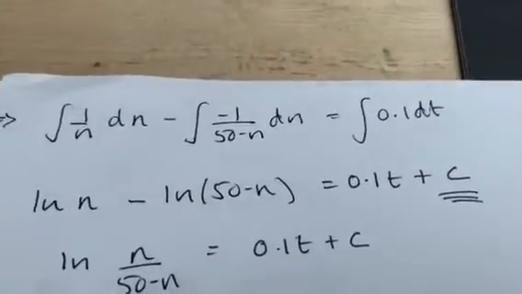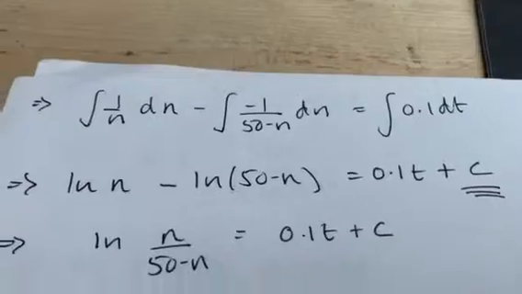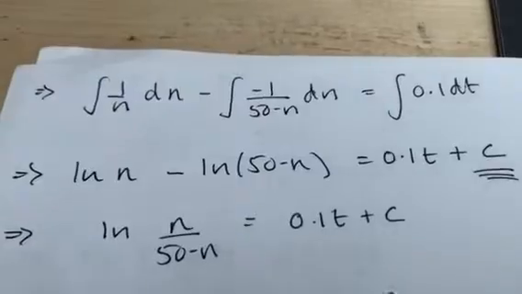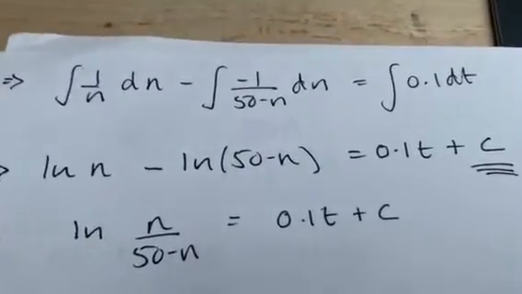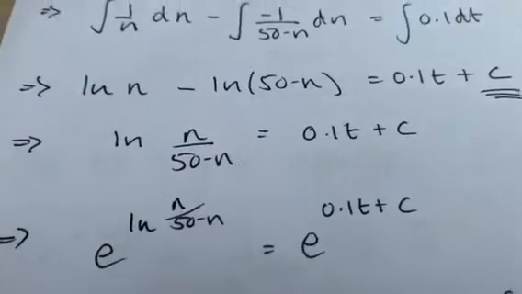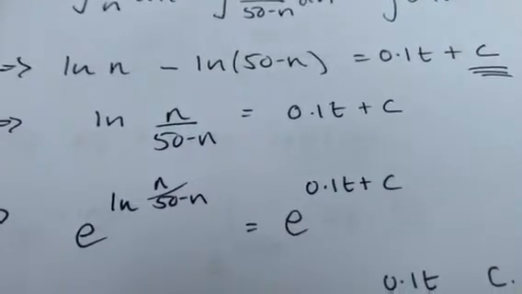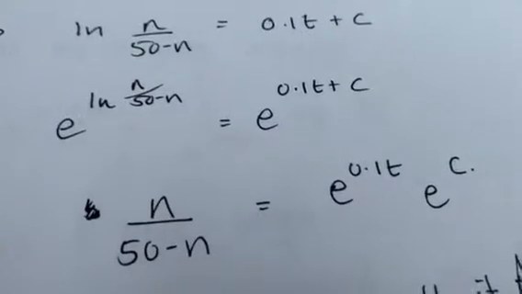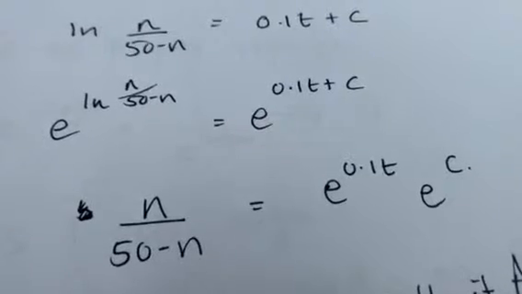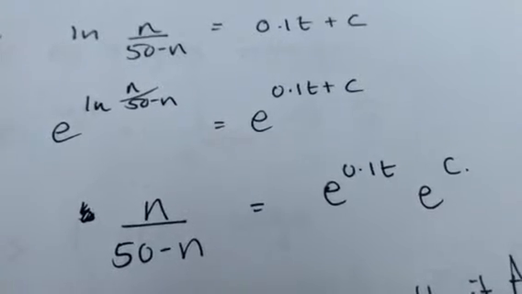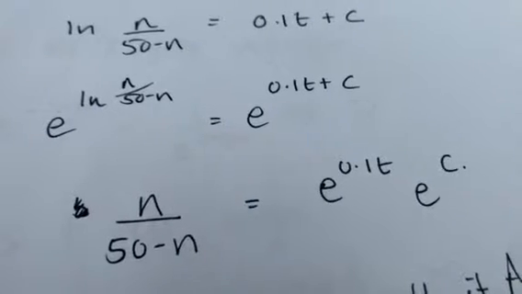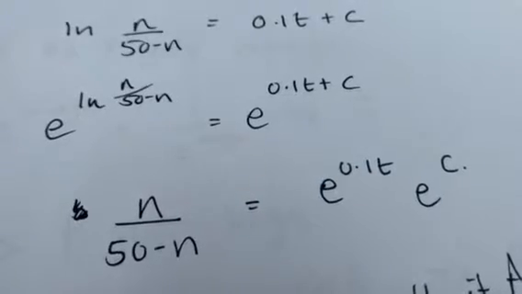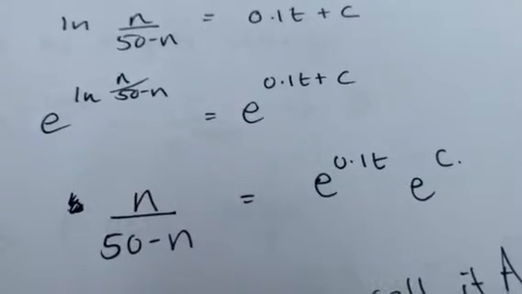So I'm now going to integrate both sides, and I've rewritten my left hand side using law 2 of logs as ln of n over 50 minus n. Now, to undo the natural log, I make both sides powers of e, and I know that on the left hand side e to any natural log power is just that natural log power. On the right hand side, I've used laws of indices. I know that when I multiply 2 bases together, I can add the powers together. So I've just split up the powers over the base.